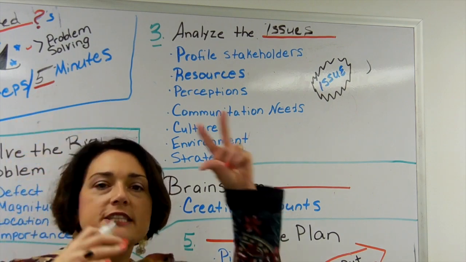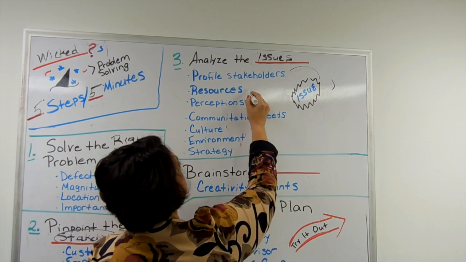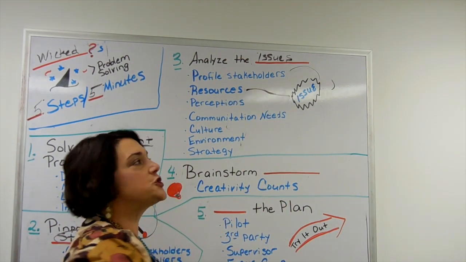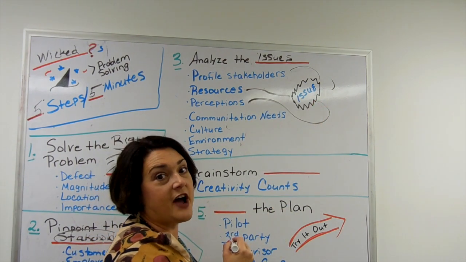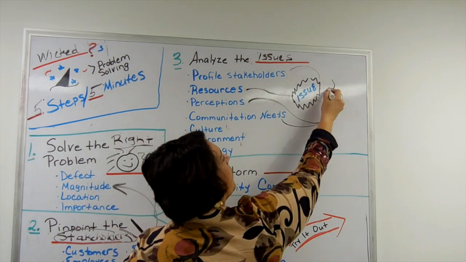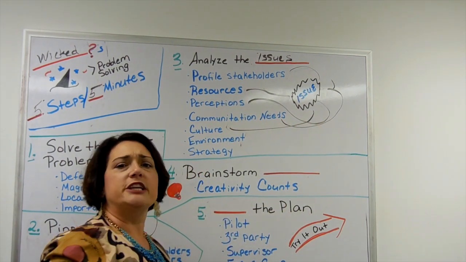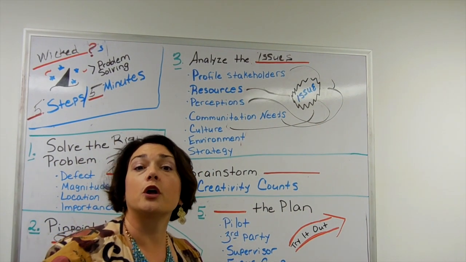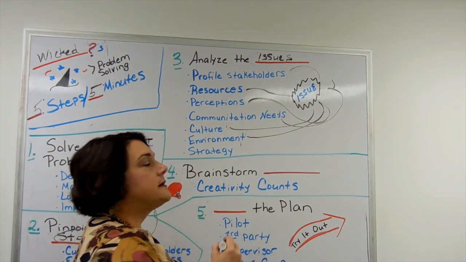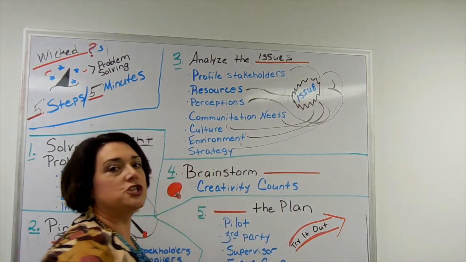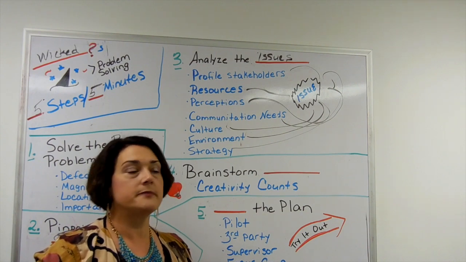Looking at issues from all different angles is very important. Profiling those stakeholders. What resources do we have to put toward this problem? What are the perceptions of these stakeholders that we identified back in step 2? What communication needs do we have? What's our culture like? How do we do business that this can fit in? Or do we need to change a piece of our culture? What's the environment? And how does the issue and the problem fit into our overall strategy for our organization?